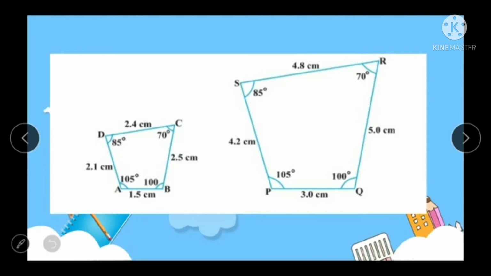Angle A is equal to angle P, 105. B and Q are equal to 100 degrees. C and R are equal to 70 degrees, and D and S are equal to 85 degrees. Hence their corresponding angles are equal, and the sides AB and PQ, 1.5 and 3, are in the ratio 1:2. Then 2.5 and 5, 1:2. Again 2.4 and 4.8 is 1:2. And the ratio of 2.1 centimeter and 4.2 is also 1:2. Hence these two polygons are similar.